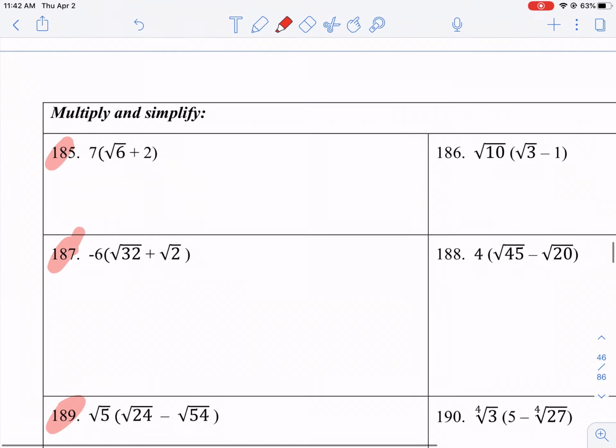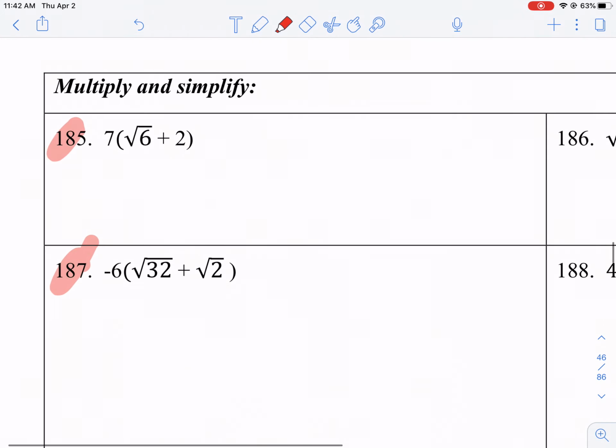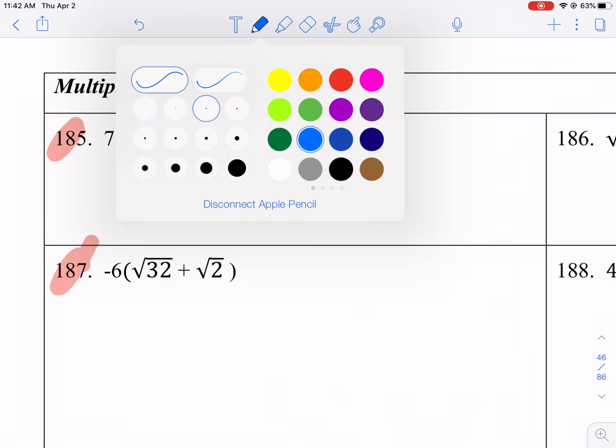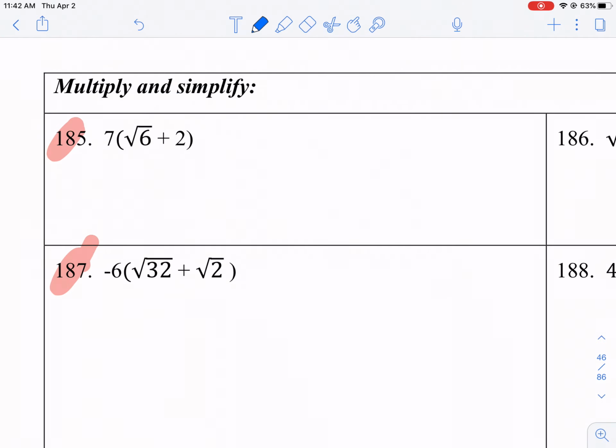All right, in this portion of 9.5, we're going to be multiplying and simplifying. So let's go ahead and get started on that. We're going to use the distributive property here. So we're going to take 7 times square root of 6.